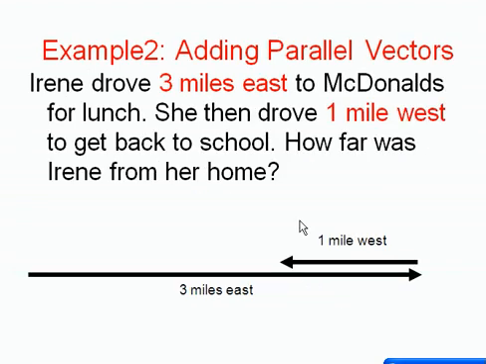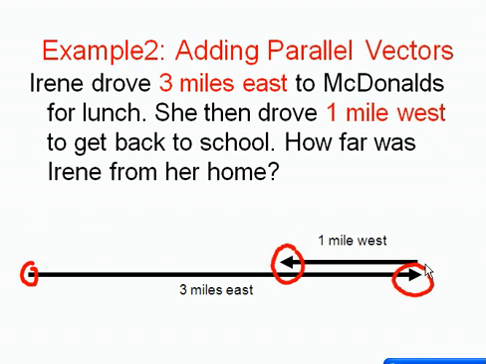Now here's Irene driving around town. She drives 3 miles straight to the east, so she is moving from here to here, and when she gets 3 miles east, she's at McDonald's. She grabs lunch, and then she drives back the exact opposite direction. She goes 1 mile west to get to school.